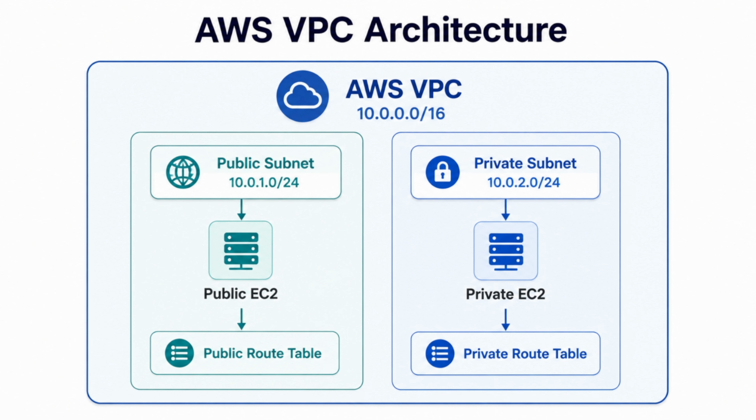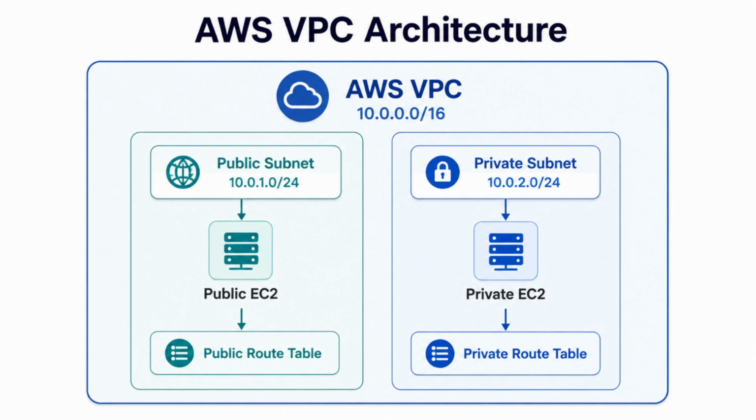So, what is VPC? VPC stands for Virtual Private Cloud. Simple language में VPC is your own private network inside AWS. Just imagine AWS gave you your own isolated data center network. For this use case, we will use this architecture.